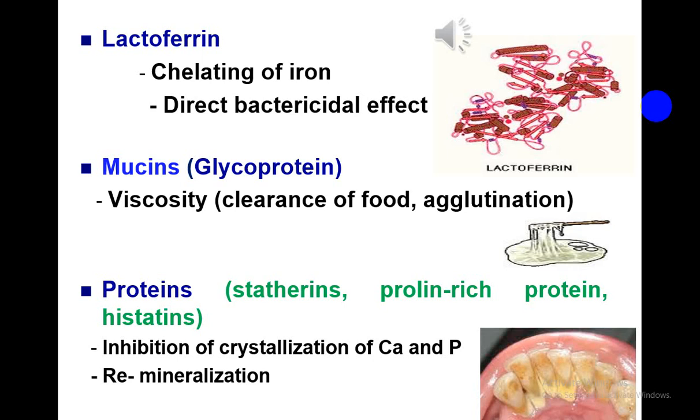These proteins prevent recrystallization of these ions in the form of calculus and enhance remineralization of the outer enamel surface. So we can say that statherin, proline-rich protein, and histatins act mainly by enhancing remineralization through prevention of recrystallization of free calcium and phosphorus ions in the form of dental calculus.